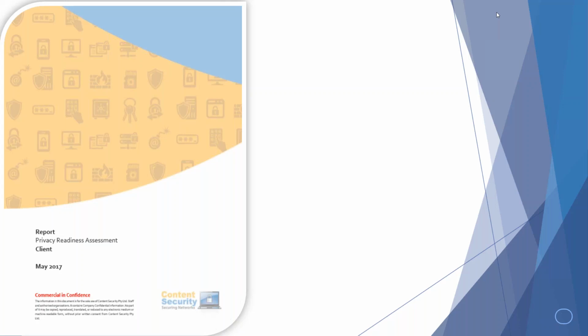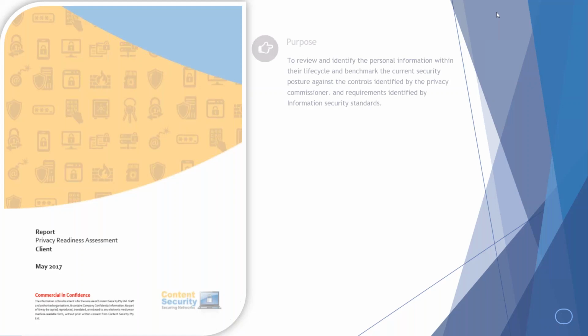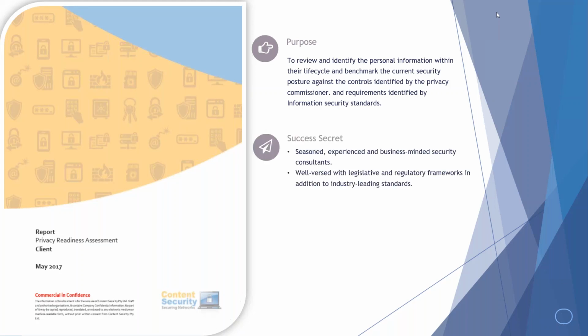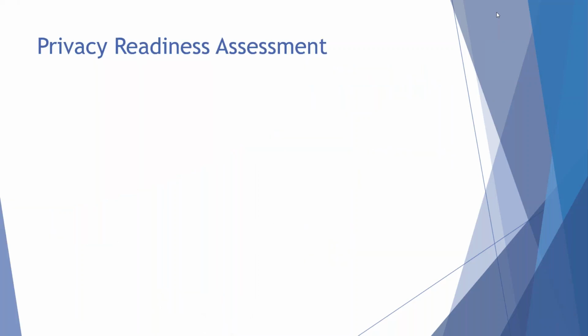If I want to make it more generic, this is pretty much a security posture assessment that most organizations are performing these days, but more specific and focused around personal information. So the purpose of this activity is to review and identify the personal information within the business and through its life cycle, and understand the current security posture in place to protect that personal information. So let's just quickly run through what it means and the value of the privacy readiness assessment.